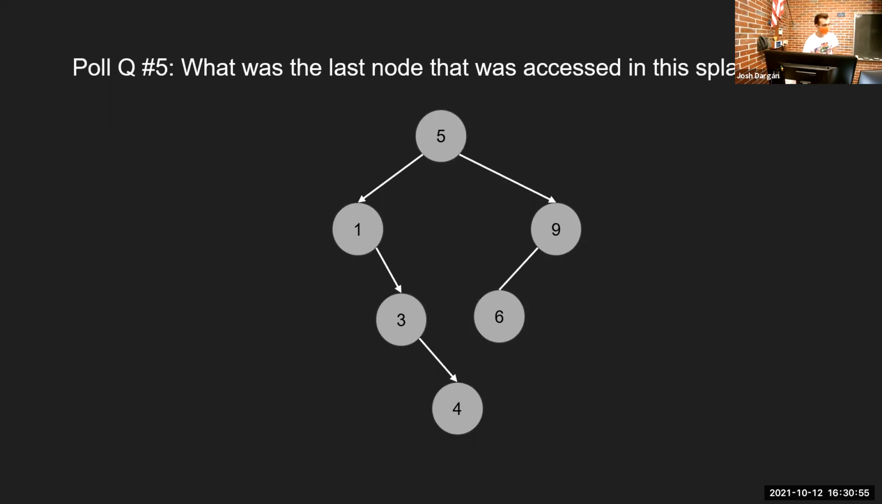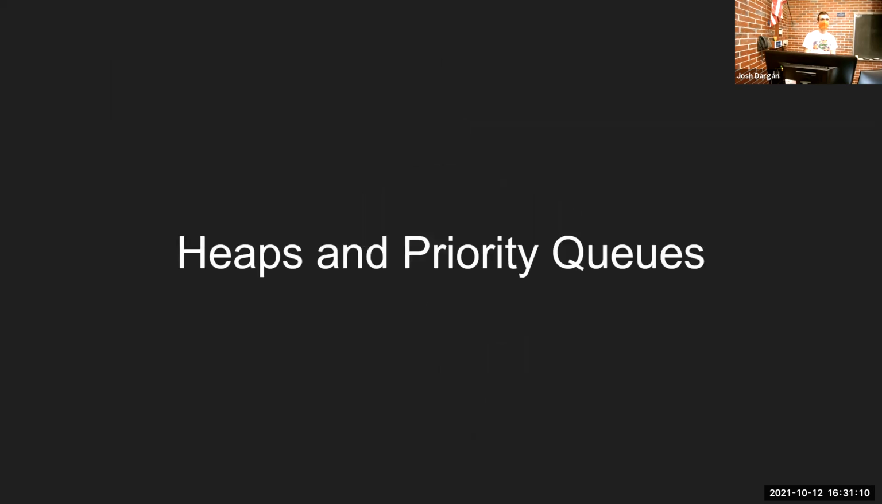All right, well, looks like you guys are getting it. It's 5. And the reason for that is because it's the root. So it was the last node to be accessed in this splay tree. Any questions? That ends the tree and balanced tree portion, although you could consider a binary heap to be a form of tree.